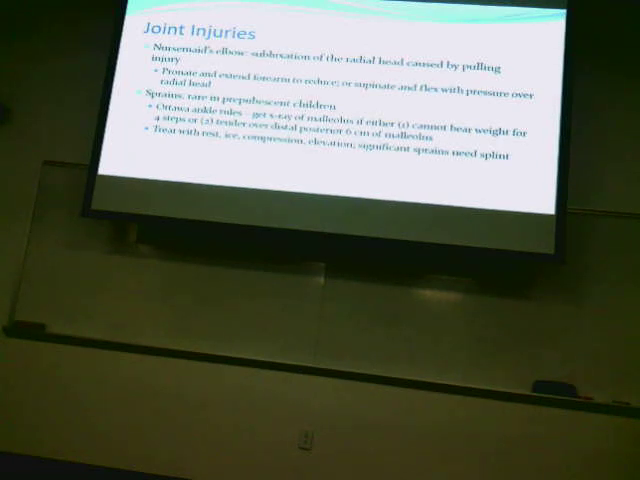Sprains are rare in prepubescent children. You're going to see them more in the adolescents. And you want to think about your Ottawa ankle rules. Your Ottawa ankle rules is what's going to decide whether you x-ray that foot or not. So you get an x-ray of the malleolus if either one, you can't bear weight for 4 steps, or 2, it's tenderness on the distal posterior aspect 6 centimeters from the malleolus. Your treatment for sprains is going to be RICE: rest, ice, compression, elevation. And if there's significant sprain, they may need a splint.